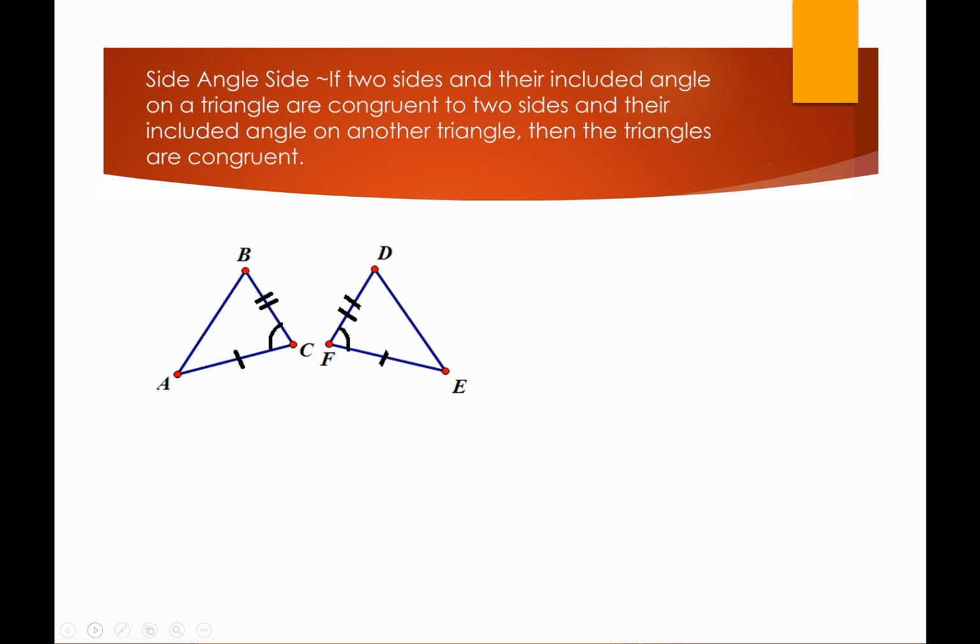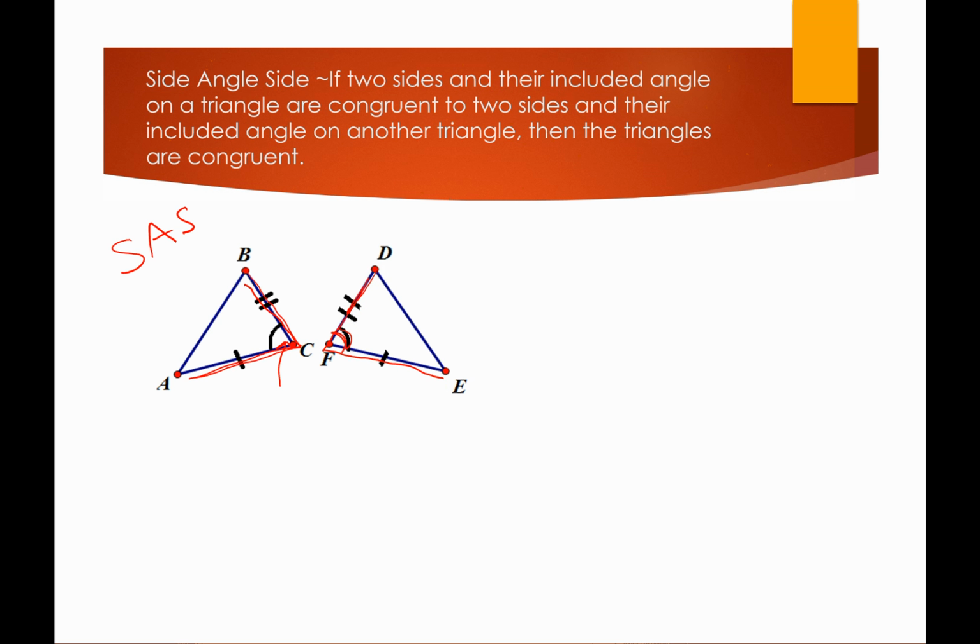All right, the other postulate I have is side angle side, and we abbreviate that as SAS. These abbreviations are important because if we look at the definition, if two sides and their included angle on a triangle are congruent to two sides and their included angle on another triangle, then the triangles are congruent. So we kind of have to know what included angles are. This is an included angle because its sides make up the angle. This is my included angle. Its sides make up the angle.